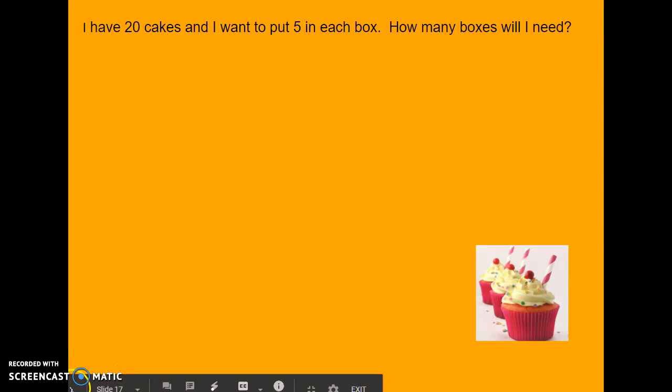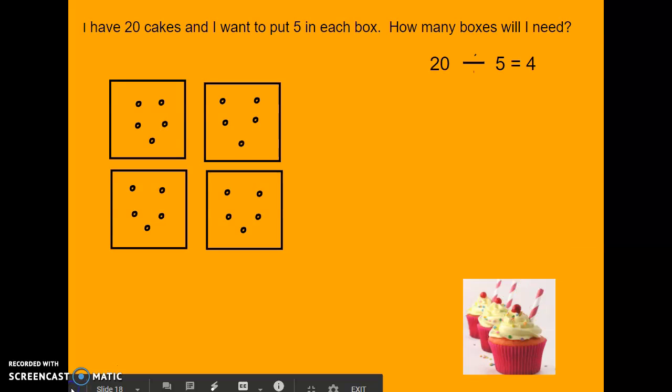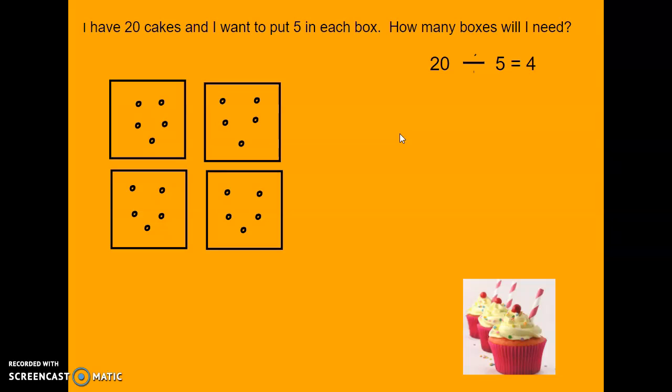Okay, are you ready to see the answer? I hope you got the same as me. Can you see what I've done this time? So I have 20 cakes and I want to put them in 5 in each box. So I know already that I'm going to put them in groups of 5. So this is a grouping problem. So can you see this is my box? I didn't draw fancy cakes because actually I don't need to do that. I can just use dots or circles or anything to represent the cakes.